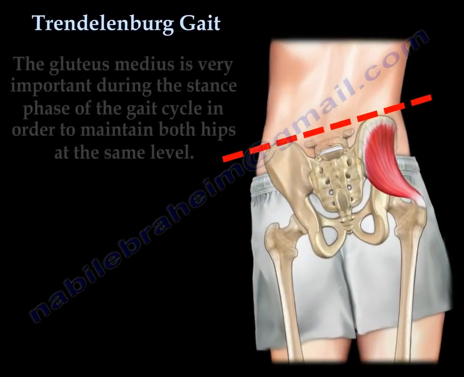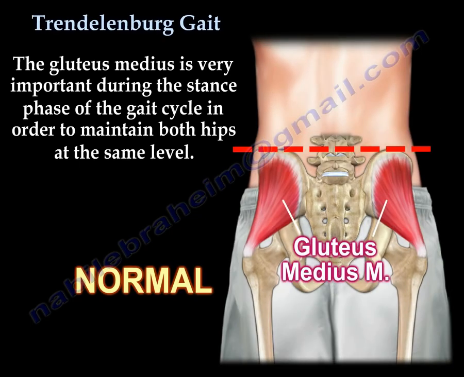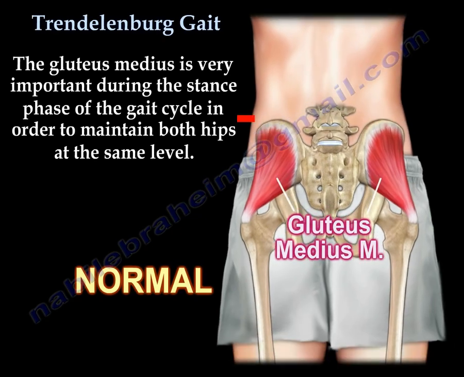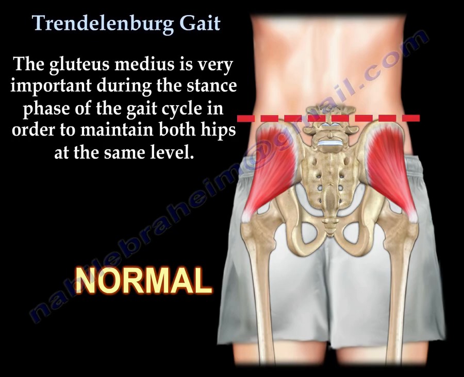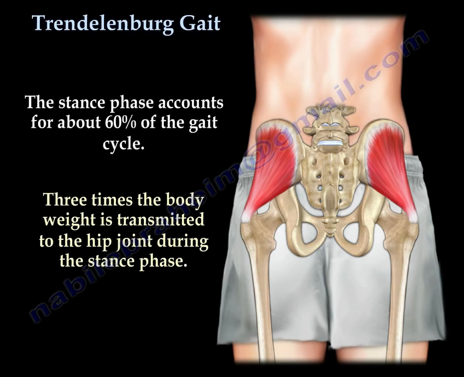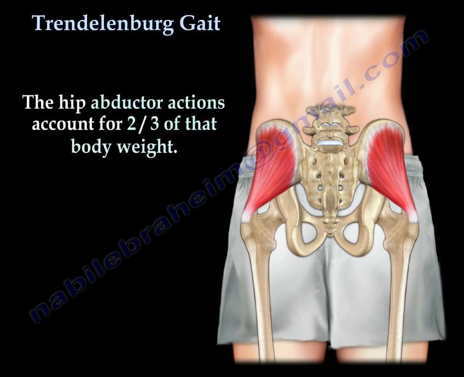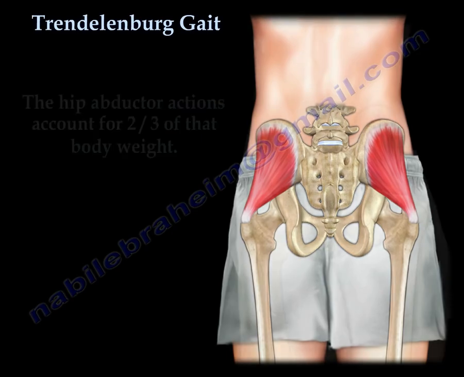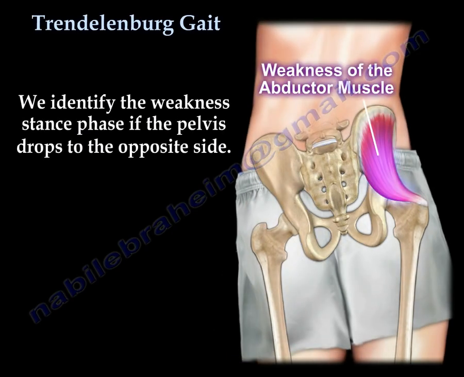The gluteus medius is very important during the stance phase of the gait cycle in order to maintain both hips at the same level. The stance phase accounts for about 60% of the gait cycle. 3 times the body weight is transmitted to the hip joint. The hip abductor actions account for 2/3 of the body weight. We identify the weakness in stance phase if the pelvis drops to the opposite side.